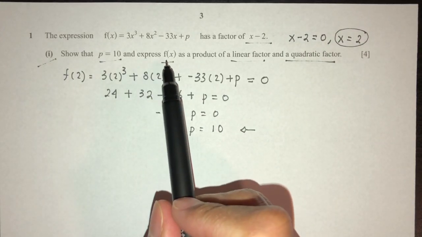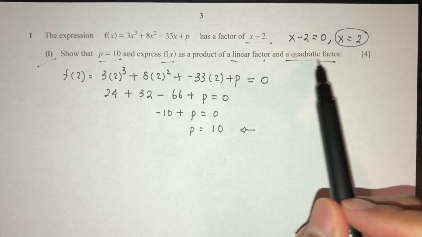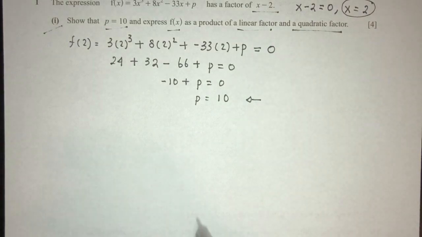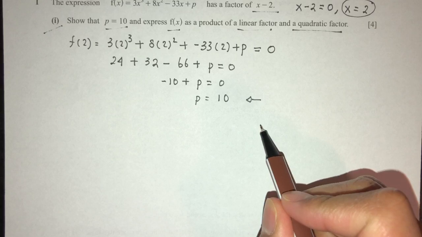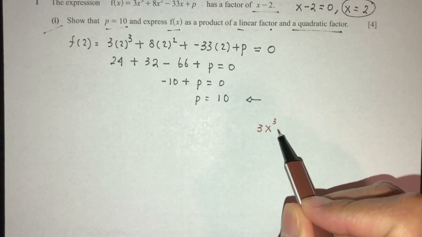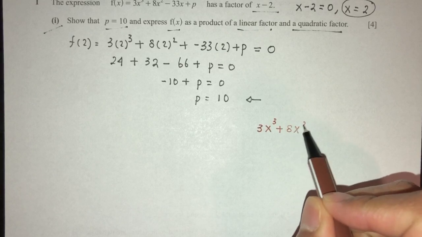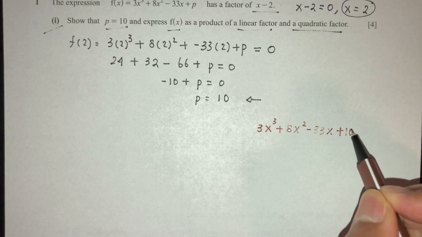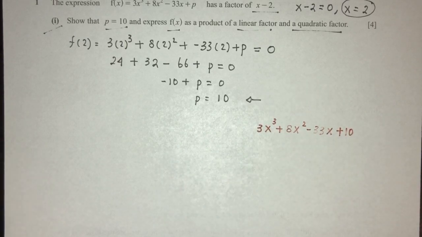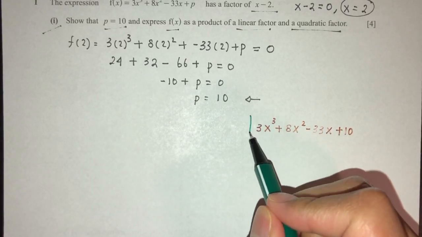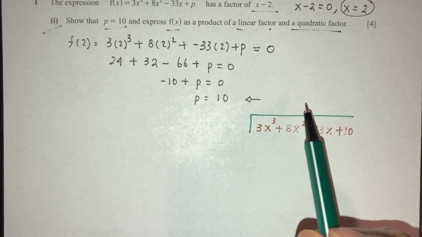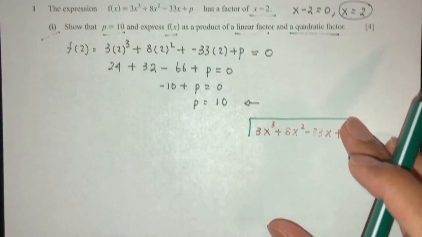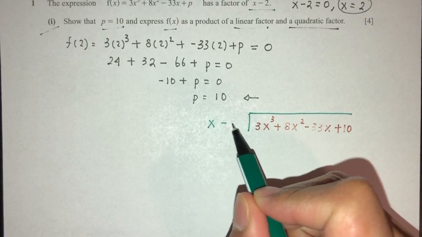Now express f of x as a product of a linear factor and a quadratic factor. So how do you find this factor? You have to perform the long division. First let's write down the new equation. f of x is 3x cubed plus 8x squared minus 33x plus 10, for the value of p. Now we have to divide by this one because we know that it is a factor of the equation, so we have to use this as your factor again, x minus 2.